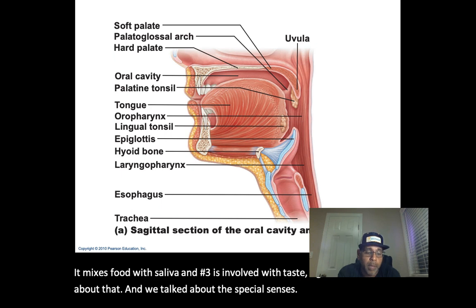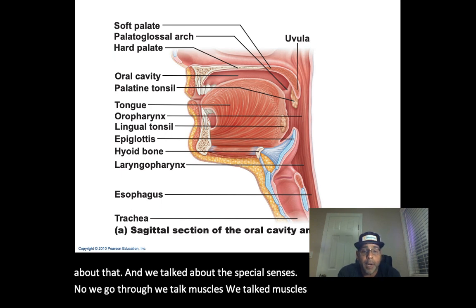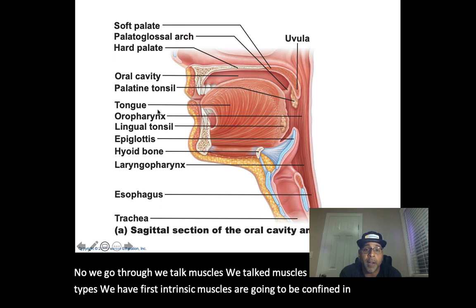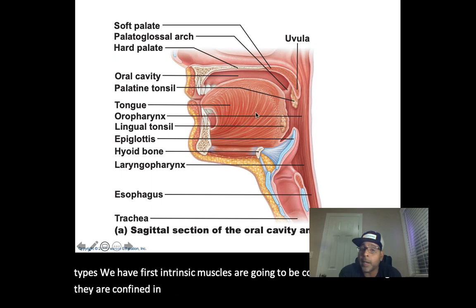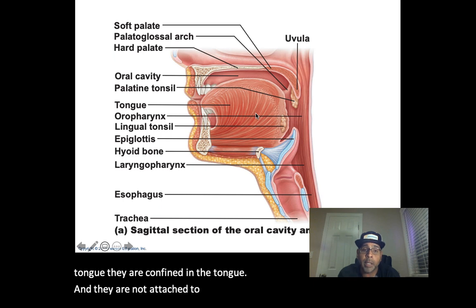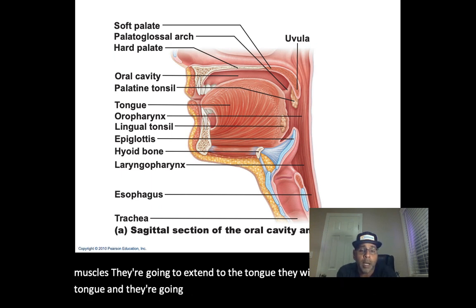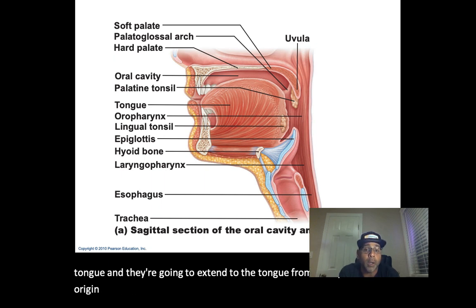Now, when we talk muscles, we have various types. We have first the intrinsic muscles. Intrinsic muscles are confined in the tongue, and they are not attached to bone. And then the extrinsic muscles extend to the tongue from their points of origin on bones of the skull or the soft palate.